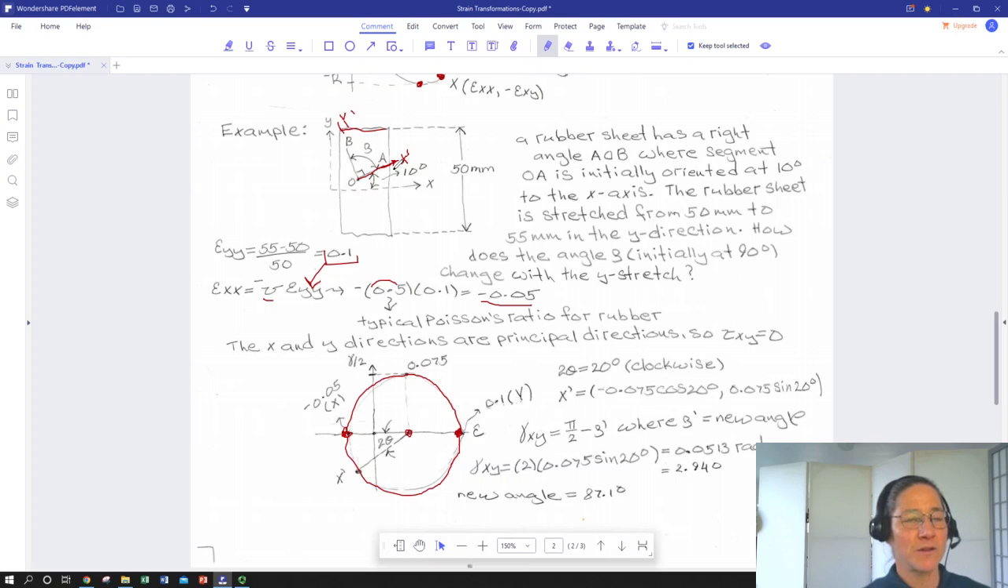Now we also know that our x prime direction is rotated counterclockwise 10 degrees from our x direction. Well, our x direction is here. Counterclockwise is in this direction. So I'm going to go 2 times 10 degrees rotation on the Mohr circle, and that's going to locate the x prime direction on the Mohr circle. So x prime on the Mohr circle is here, x prime on the real part is up here. 2 theta is 20 degrees.